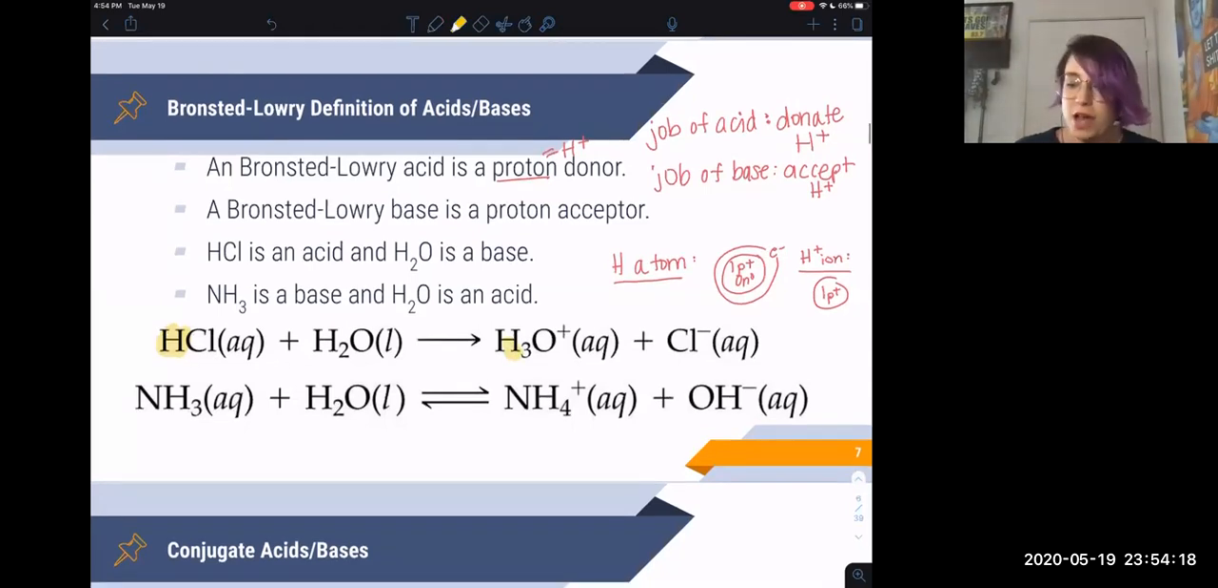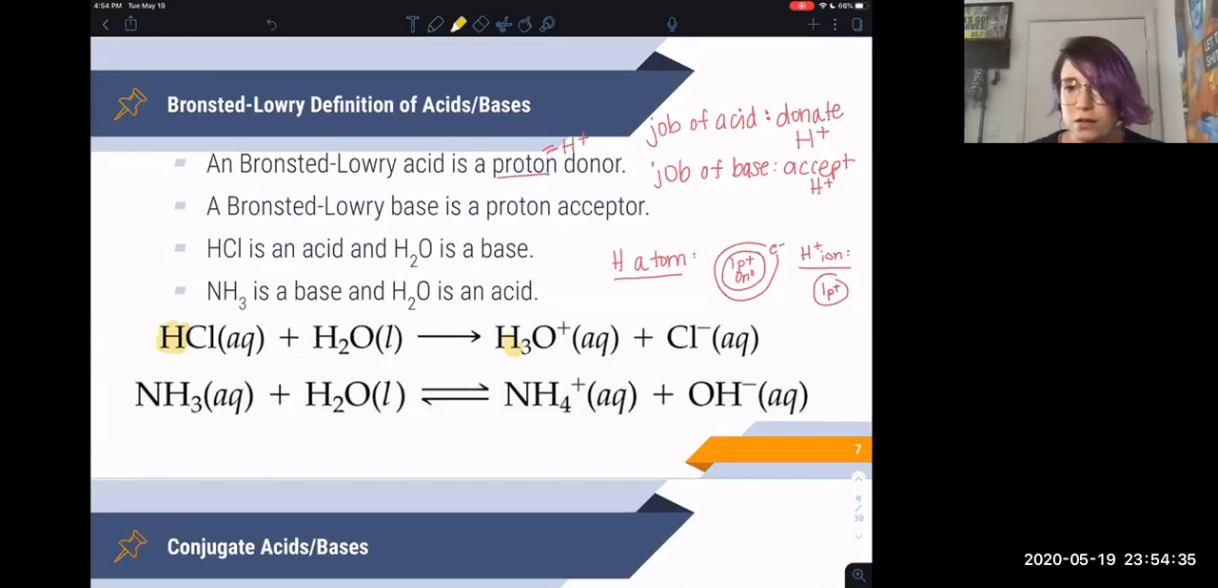With the other reaction down here, which hydrogen is being donated? One in the ammonia or one in the water? If the hydrogen is being donated, there's two, in the forward direction of this reaction. If you see these double-sided arrows, it means the reaction goes back and forth. So in the forward direction, reading it just left to right, this is your H being donated.